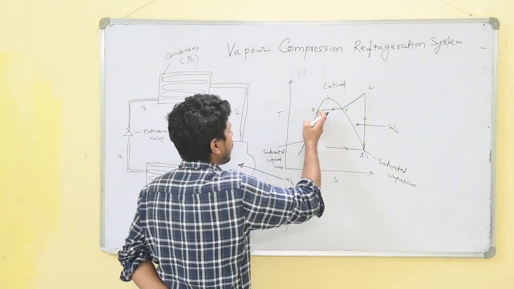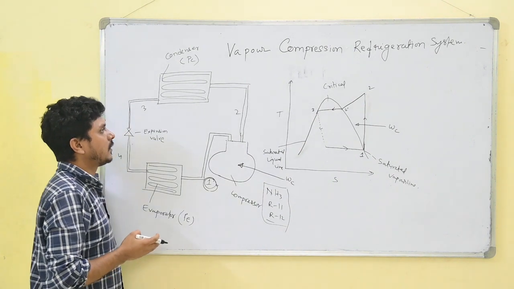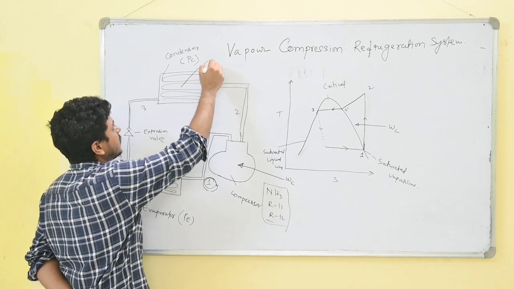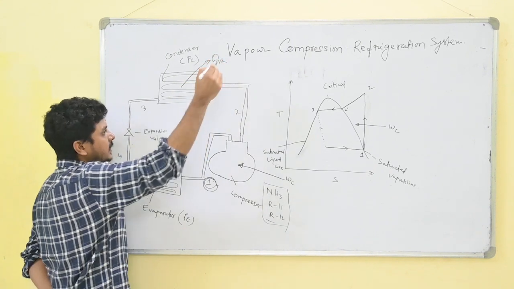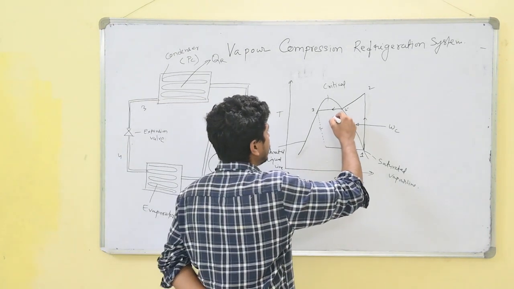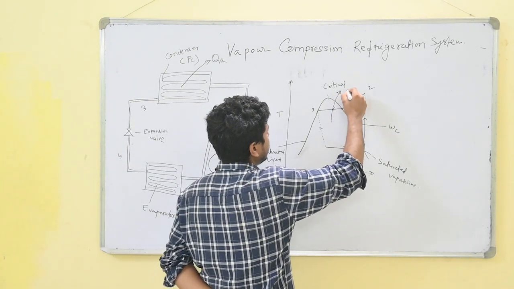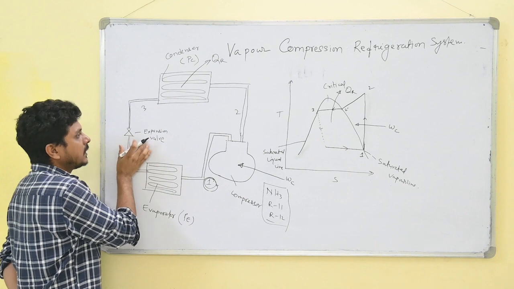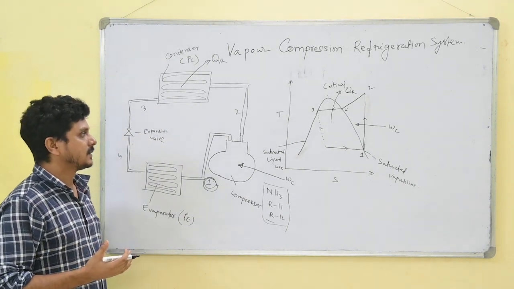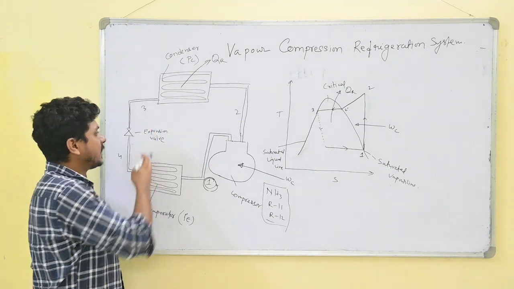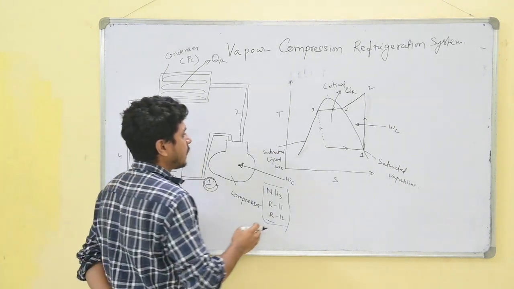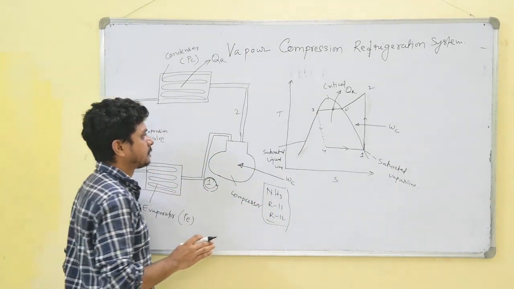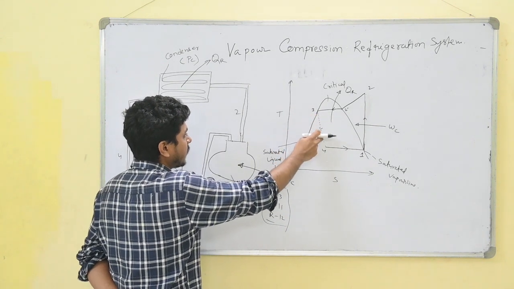Next, the device condenser. In the condenser, the heat rejection takes place from the system. That's why it is outside the system. Here also we see the rejection of heat outside the cycle. And the next one is the throttling valve, where only the pressure is decreased and the enthalpy does not change. That's why it is shown as a dotted line.